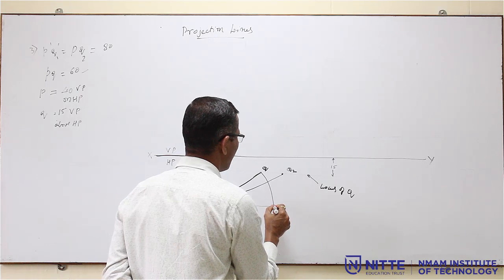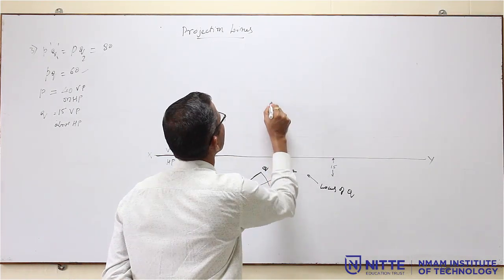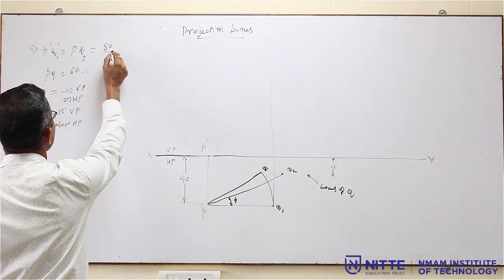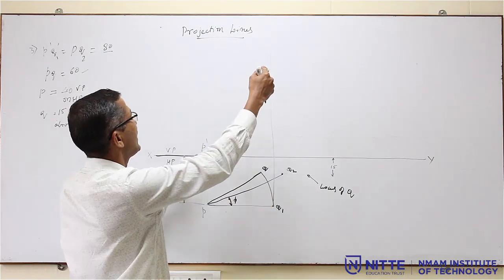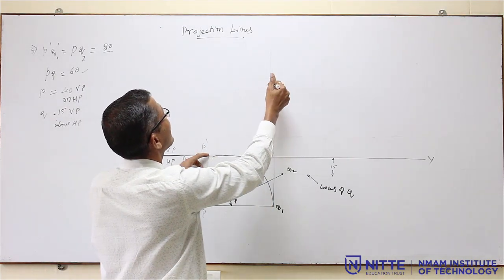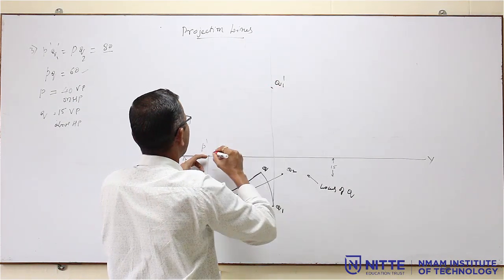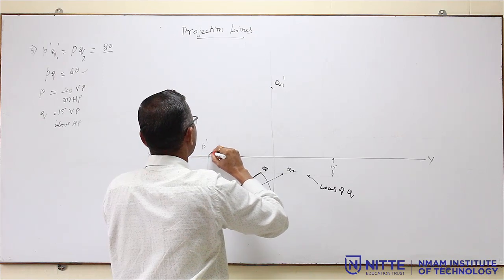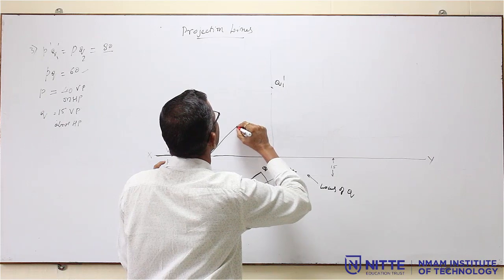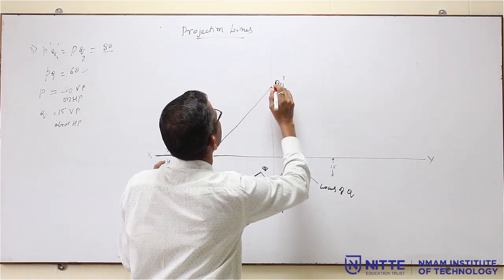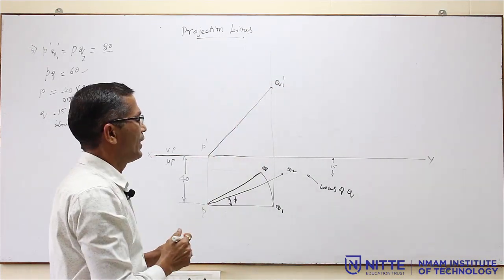Now, we have to locate the Q1 dash. Where is Q1 dash? Q1 is here. So, project it above and take the radius of 80 mm with P dash as center, cut this line, and this point will be Q1 dash. Join this by a straight line like this. So, this is P dash Q1 dash.